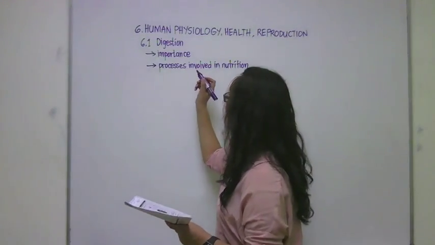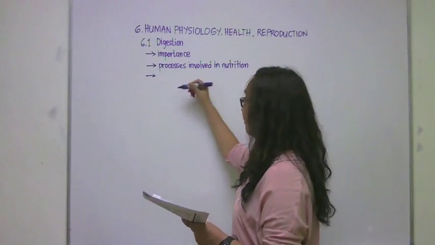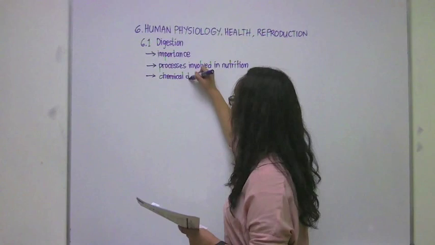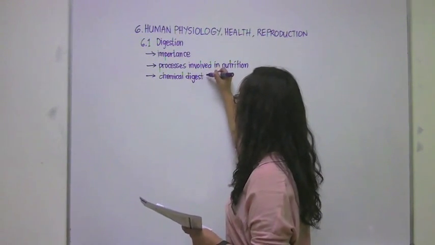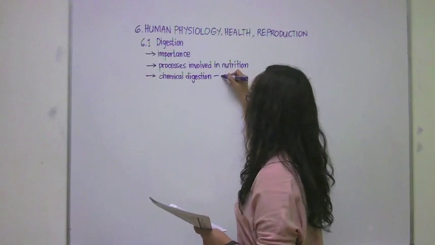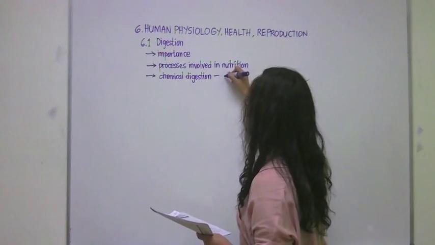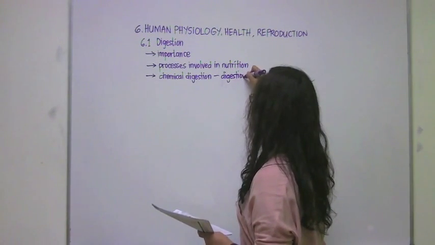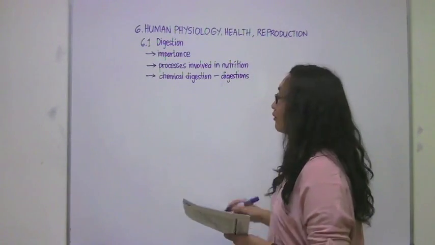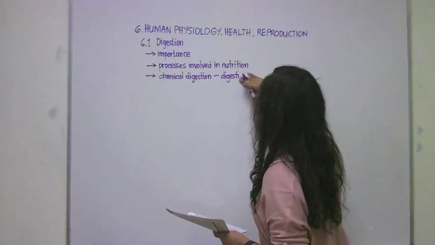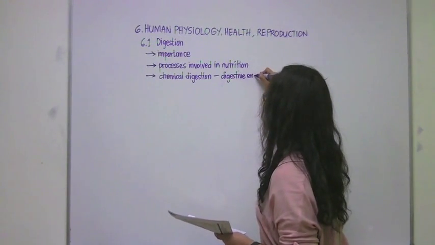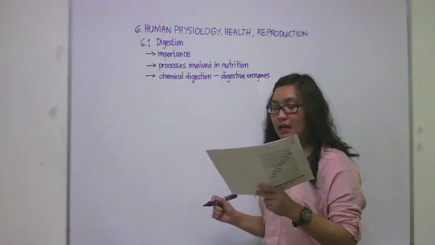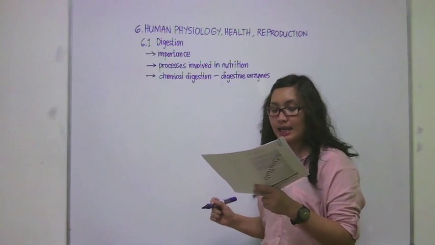One of the processes in nutrition involves chemical digestion. Under chemical digestion, we have to include as well the importance of enzymes, more specifically, digestive enzymes. For both SL and HL students, in the core part, they are only required to learn three digestive enzymes, namely amylase, protease, and lipase.